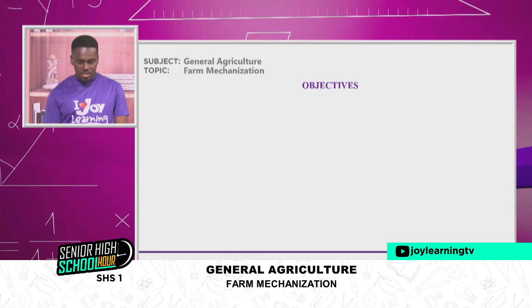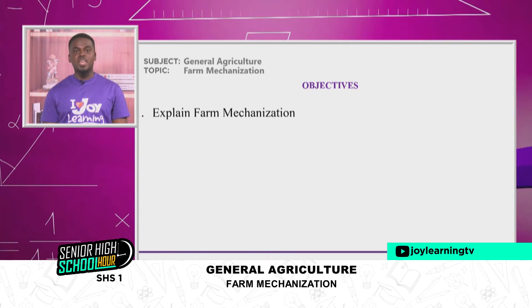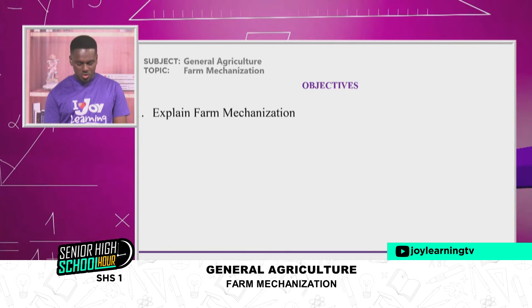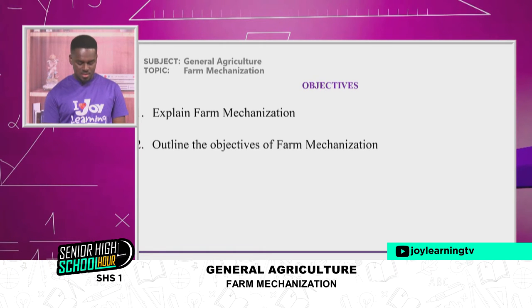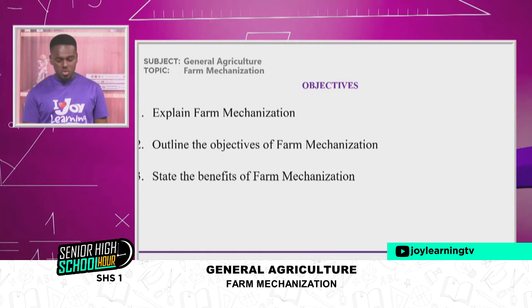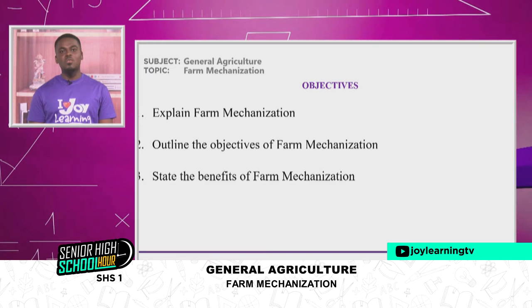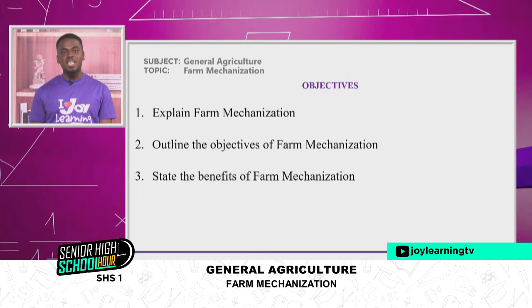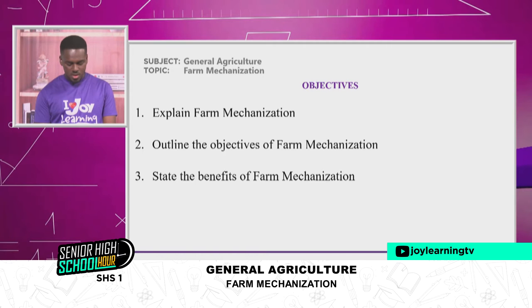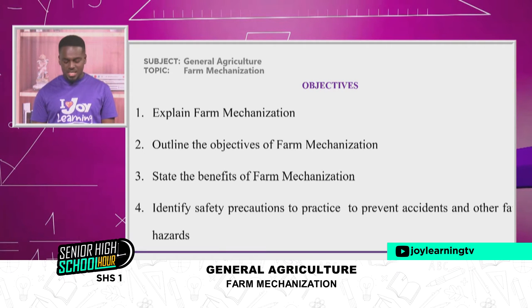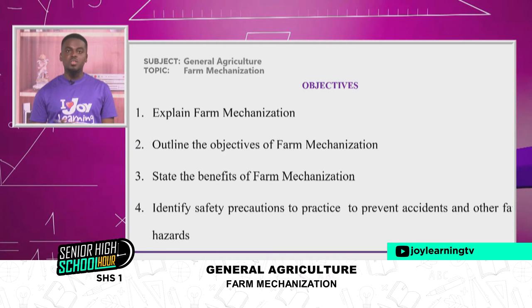By the end of the lesson, you should be able to explain farm mechanization. Also, you should be able to outline the objectives of farm mechanization. Also, you should be able to state the benefits of farm mechanization, why we should even engage in farm mechanization at all. Then lastly, you should be able to identify safety precautions to practice to prevent accidents and other hazards on the farm. If you are ready, call a friend to join us as we explore what farm mechanization is all about.